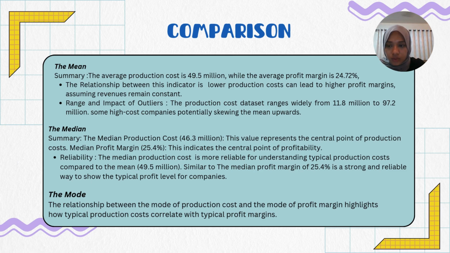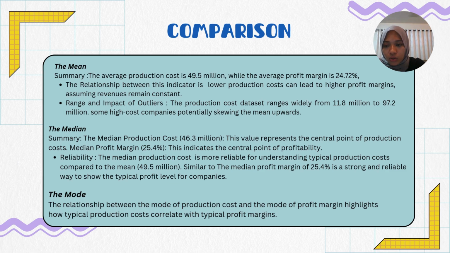levels. From the mode value just now, this shows that production costs are more concentrated around a specific value, while profit margins are spread across different levels, reflecting greater variability in profitability. Knowing the mode of both production cost and profit margin helps us understand the most common value for each, giving us an idea of how most companies behave.